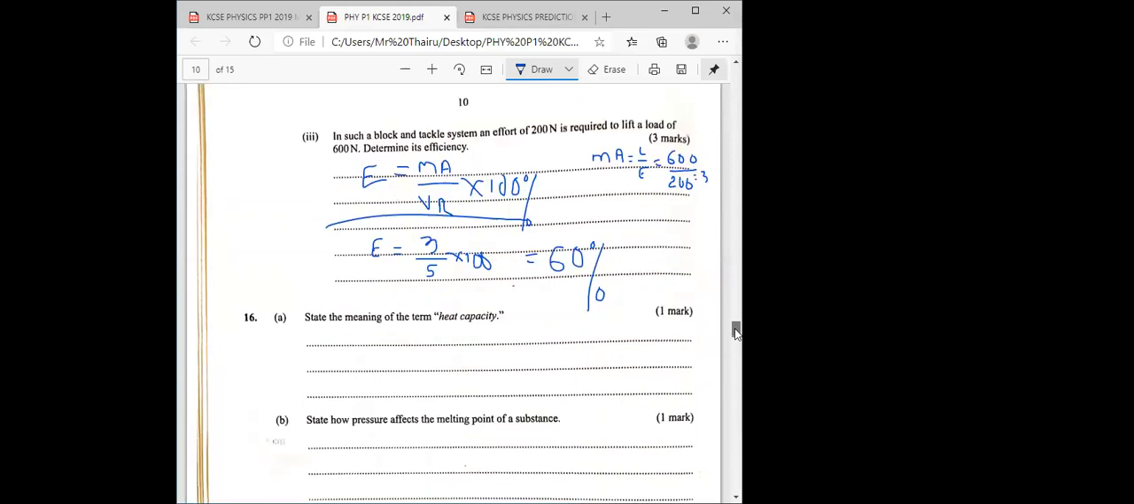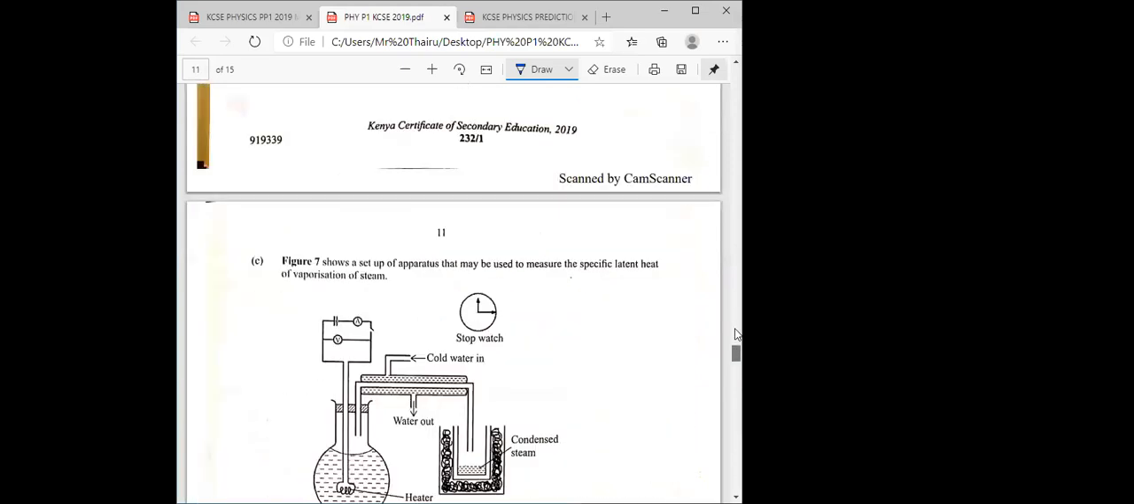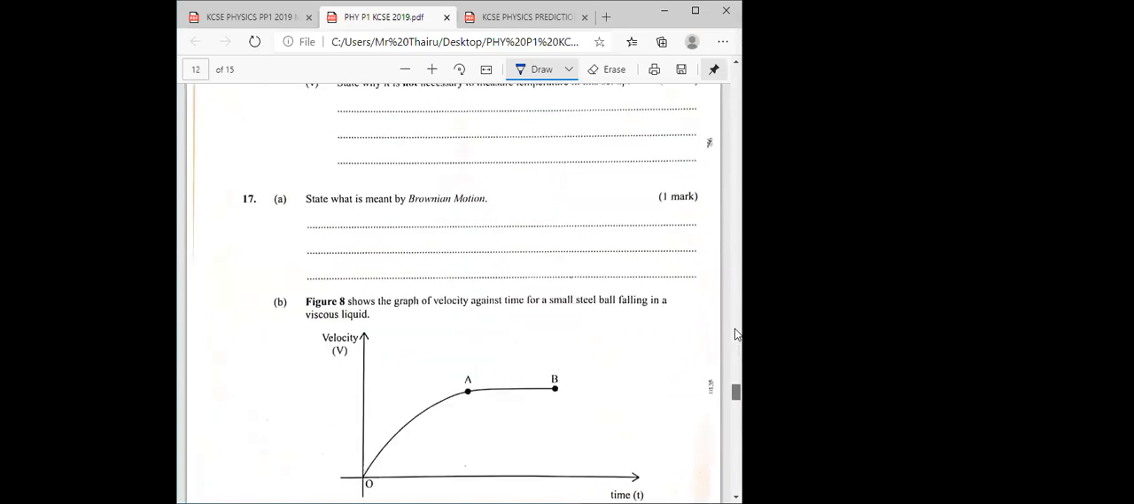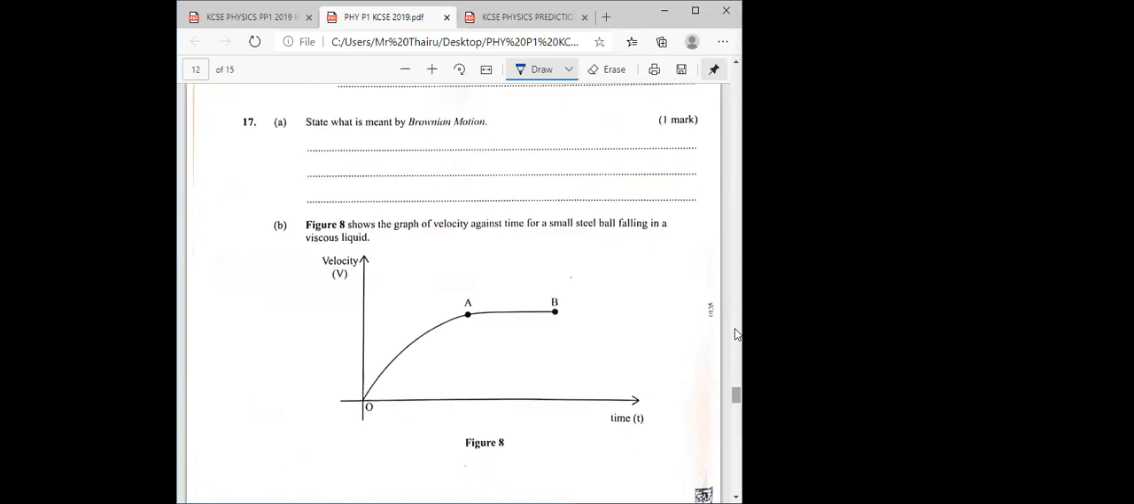So let me check whether you have another question that you can attempt, one of your level. So we have question number 17. State what is meant by Brownian motion. What is Brownian motion? Brownian motion. What is it? Okay, move on.